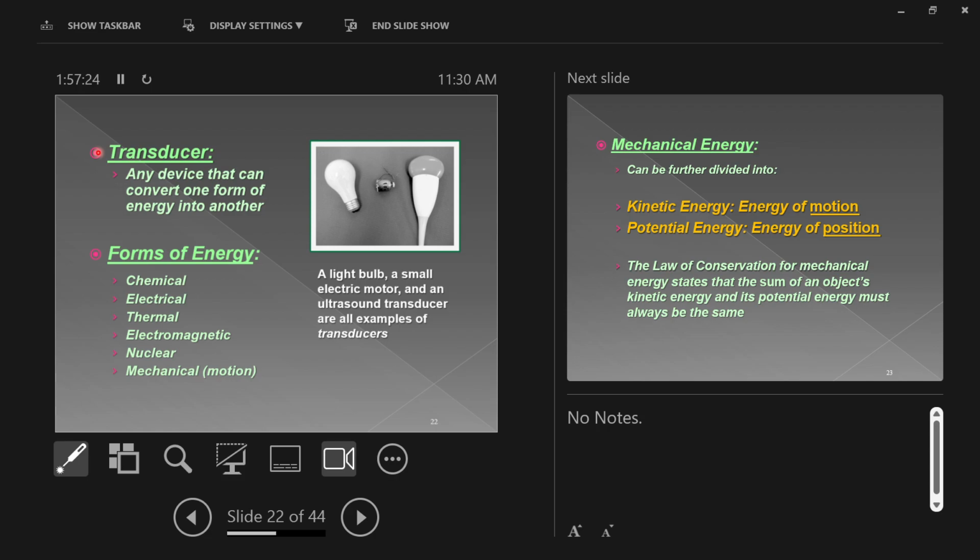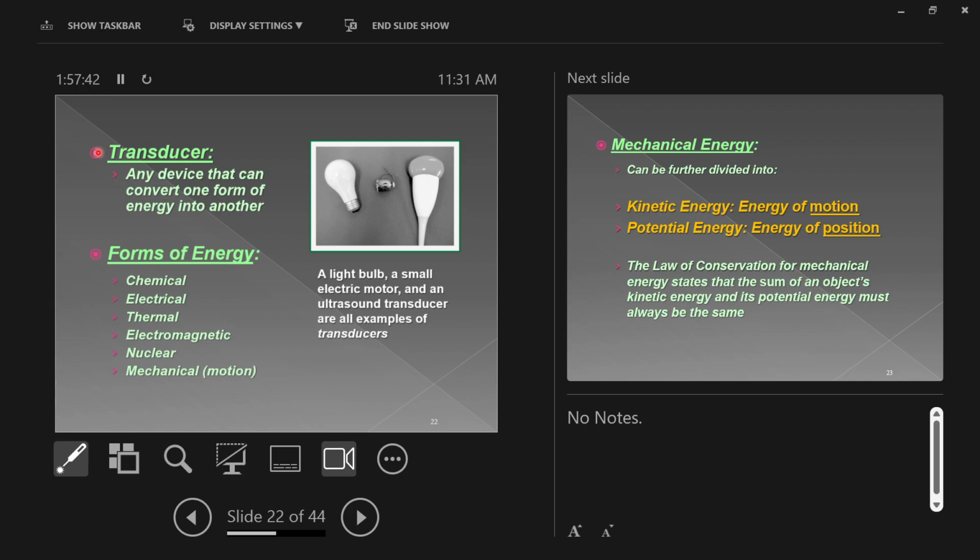Those probes convert sound energy into electrical energy so we can see images on a screen, right? A light bulb is a transducer. It's converting electrical energy into electromagnetic energy, yeah? So converting electricity into light, right?